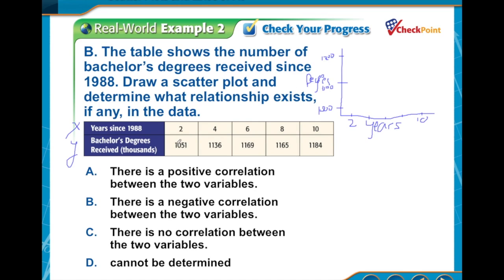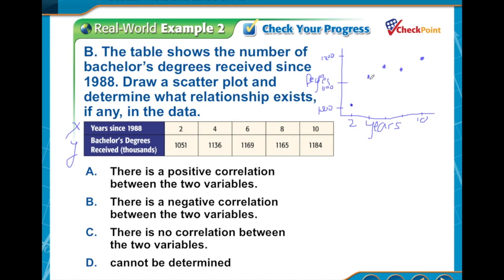So now we can just generally plot these points. At year 2, we're looking at a little more than 1,000. At year 4, we're at 1,136. At year 6, we're at 1,169, so a little bit more. At year 8, we've dropped down just slightly to 1,165. And at year 10, we're at 1,184, so the biggest we've ever gotten, just a little bit below 1,200.